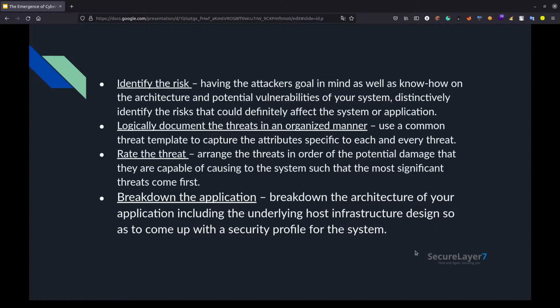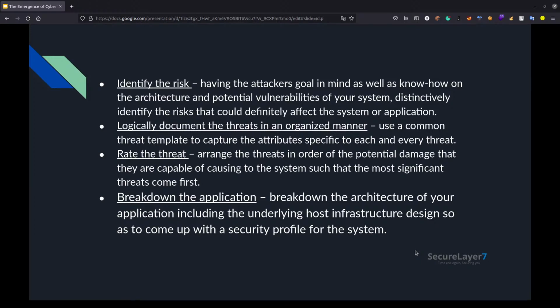Identify the risk that could definitely affect the system or the application. Next, logically document the threats in an organized manner. Use a common threat template to capture the attributes specific to each and every threat.